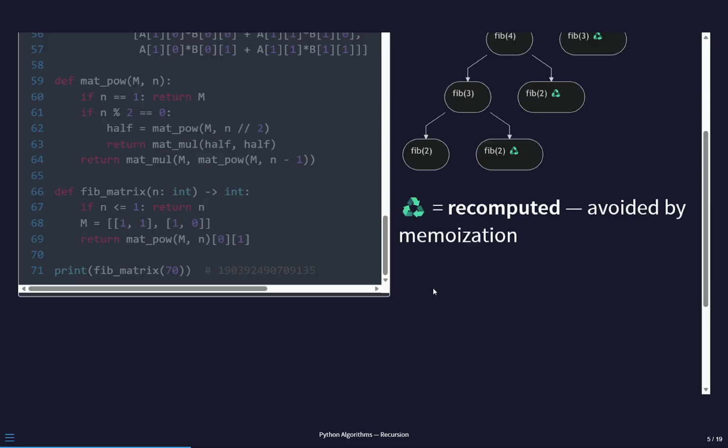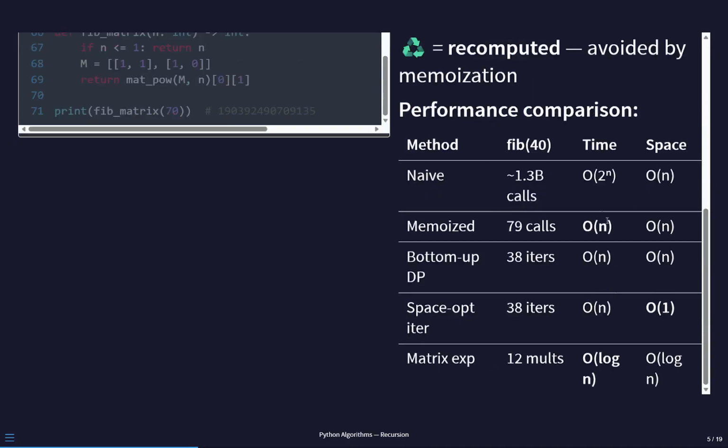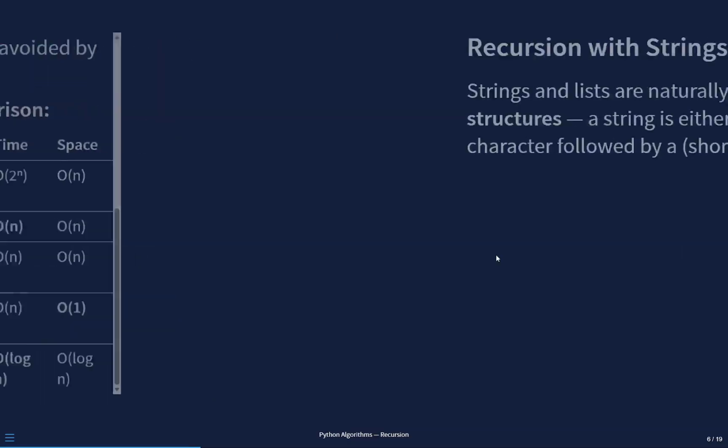The performance table is striking. Naive O(2^n), memoized O(n), space optimized O(n) time O(1) space, matrix O(log n). Same correct output, wildly different performance. Choose by your constraints.